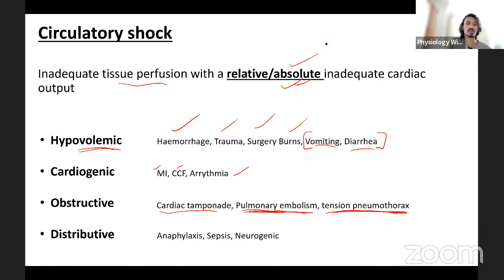Then we have distributive shock. In distributive shock, generally either a neurogenic problem, anaphylaxis, or sepsis, all result in sudden vasodilation. There is enough cardiac output, but because of the sudden vasodilation, it can result in a relative inadequacy of tissue perfusion. Blood flow will be affected, and the metabolic requirement in the area can also increase, eventually leading to a relative inadequacy of cardiac output, resulting in inadequate tissue perfusion. So although cardiac output is okay, the problem is at the peripheral level, where anaphylaxis, sepsis, or neurogenic causes result in a relative reduction in cardiac output.